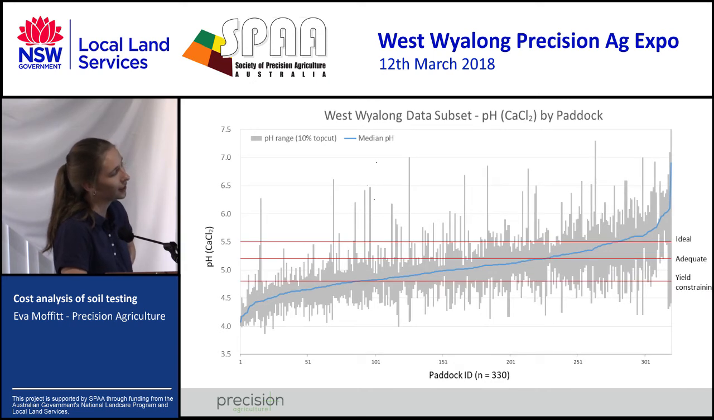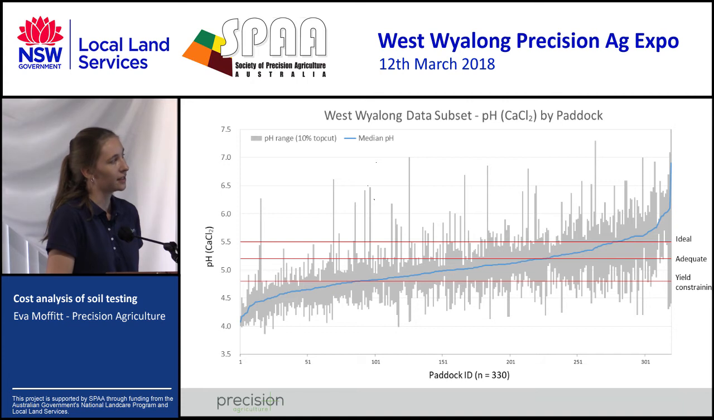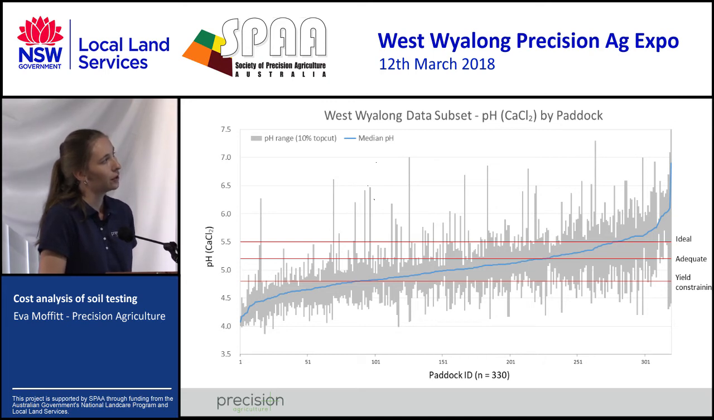So I've just put some lines in there to make it a bit easier to interpret. The bottom one is yield constraining, so that's at 4.8. So anything below that bottom line is potentially yield constraining. So that's yield that isn't on the table because we can't access it because of soil pH issues. Anything above the middle line is adequate, so that's 5.2, and then above 5.5 is ideal, but it doesn't really require liming, so there's no point spending money on any of these areas here.